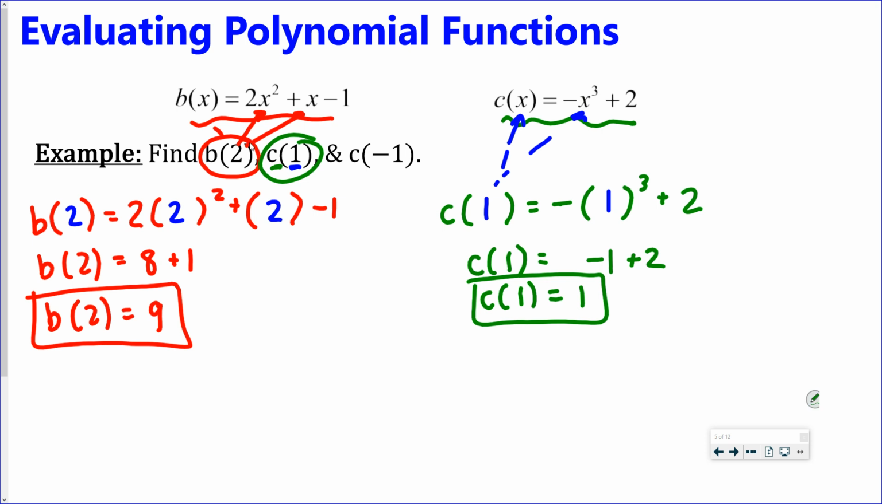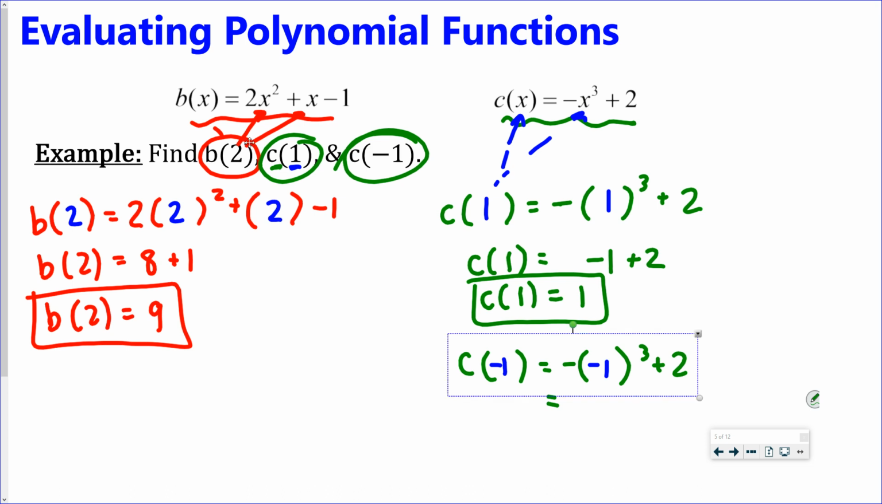Okay, last one. C of negative 1. Which function am I going to use? The red or the green? Green. I'm using C. The only difference here is now I'm plugging in negative 1. This is going to give us a different answer. Start within the parentheses first. What's negative 1 times itself 3 times? Negative 1. What's negative 1 times negative 1? 1. Positive 1 plus 2? 3. Okay, that can be tricky. Be careful with your parentheses.